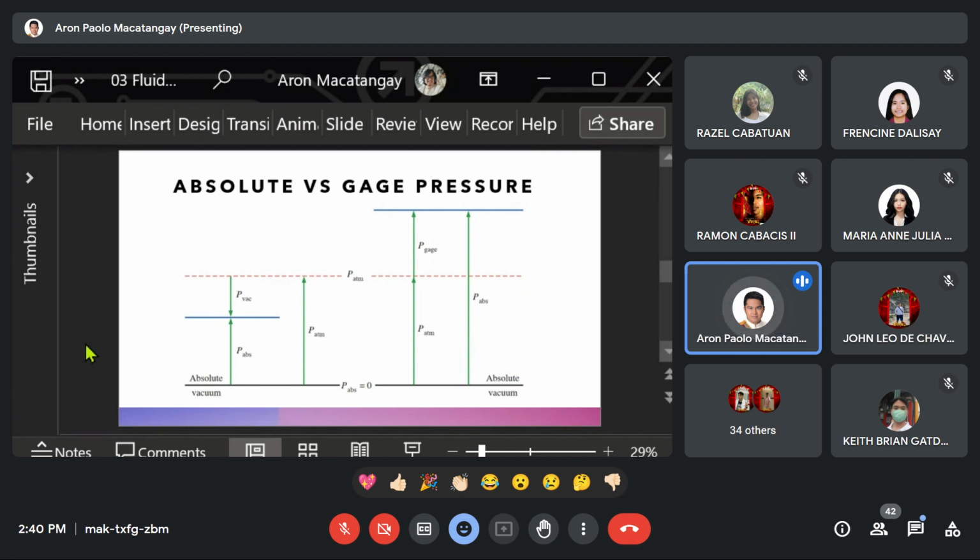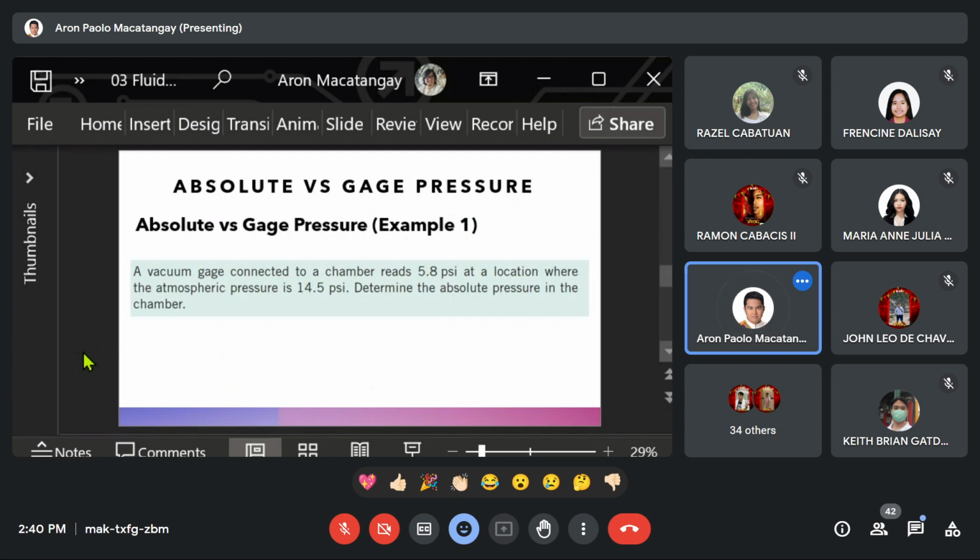Okay? Question here. Okay, testing natin. Example number 1, a vacuum gauge connected to a chamber reads 5.8 psi, pounds per square inch, at a location where the atmospheric pressure is 14.5 pounds per square inch. Determine the absolute pressure in the chamber.